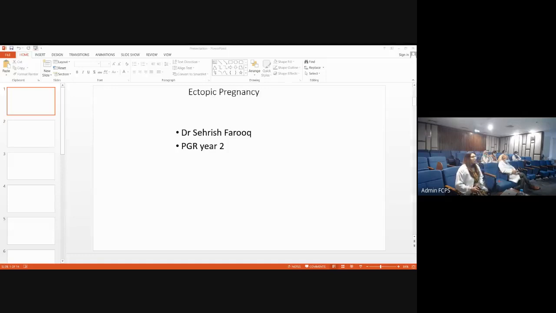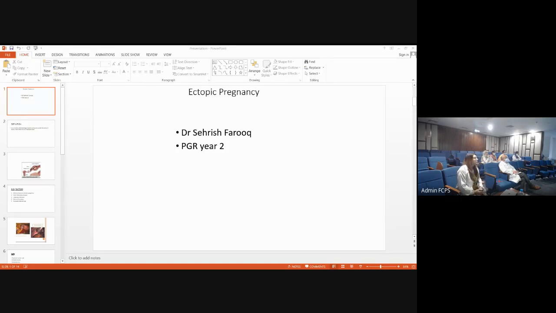Assalamualaikum, I'm Dr. Sarish, and today I'm going to present ectopic pregnancy. Definition. Ectopic pregnancy occurs when a fertilized egg implants and grows outside the cavity of the uterus. Most often it occurs in the fallopian tube. This is the picture of ectopic pregnancy, which is implanted in the fallopian tube.